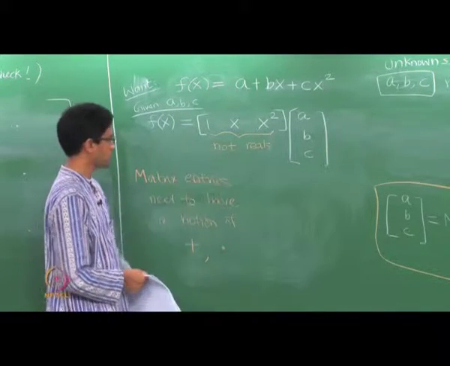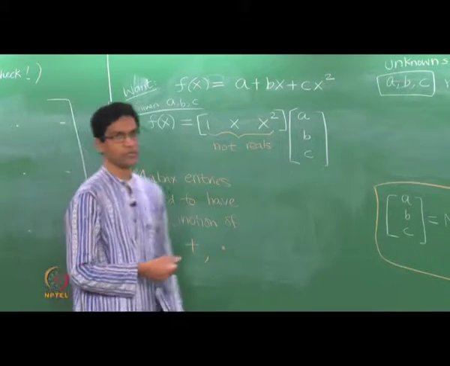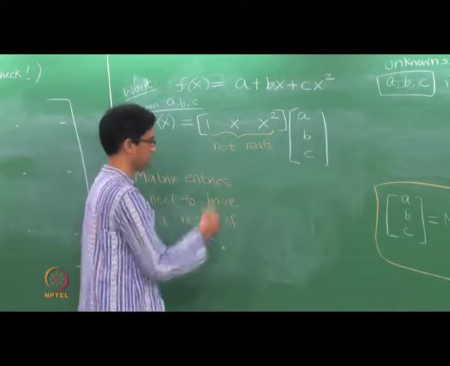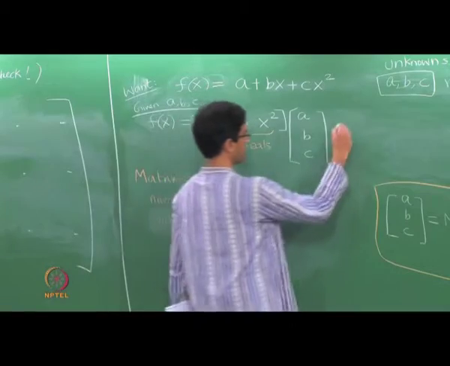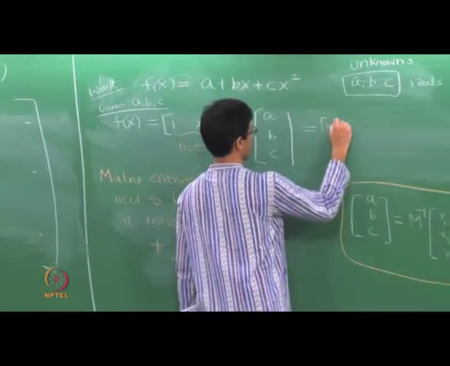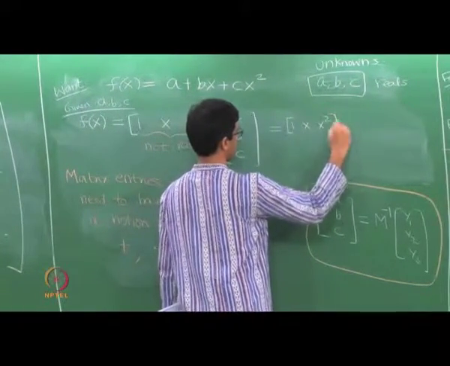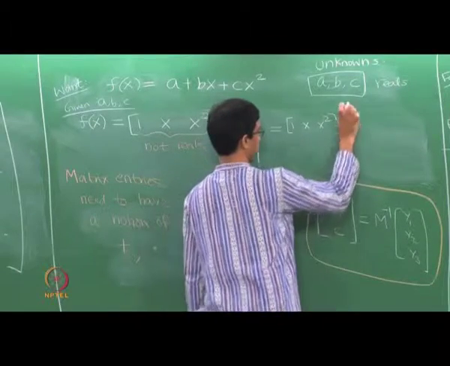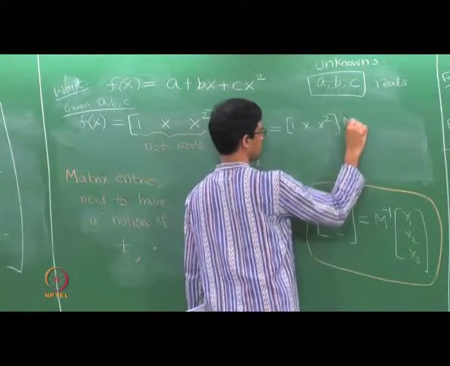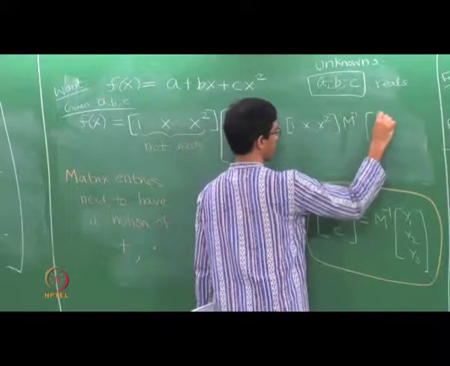Okay, so let's get back to this. We know that the polynomial is just 1, x, x squared times the vector a, b, c. So we could go ahead and say this is just the vector 1, x, x squared times the matrix M inverse. So remember, a, b, c is just M inverse times y1, y2, y3.